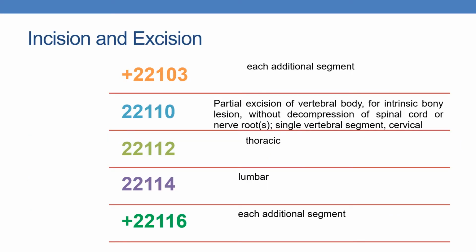Now coming to the next CPTs, 22110. Here it deals with partial excision of vertebral body, for intrinsic bony lesion without decompression of spinal cord or nerve root, single vertebral segment. For cervical, you need to report 22110. For thoracic, you need to report 22112. For lumbar, you need to report 22114. And for each additional segment, you need to report this add-on code, plus 22116.